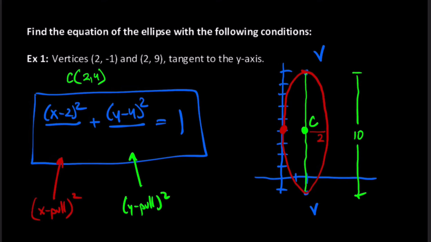Well, we've actually got them both already. This distance here we said is 5. That's the y pull. This distance here is 2. That's the x pull. So here, that's simply going to be 2 squared, or 4. And this is going to be 5 squared, or 25. And there's your equation. Okay, let's move on to the next one.